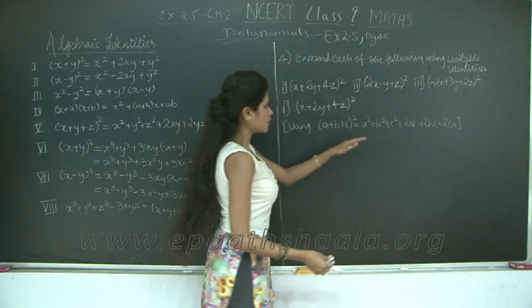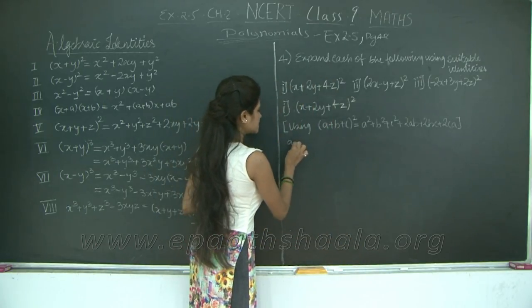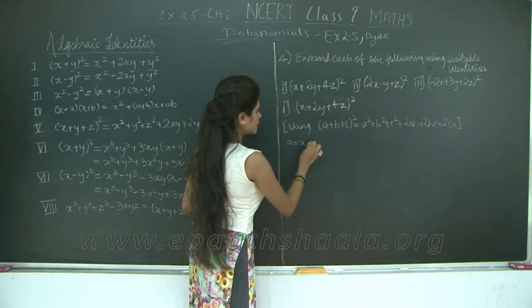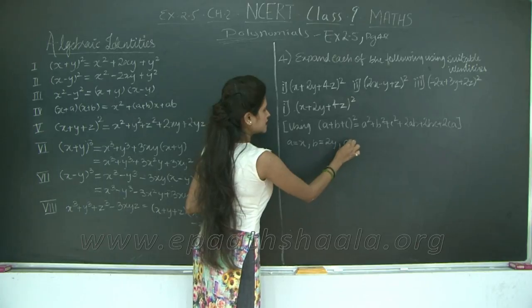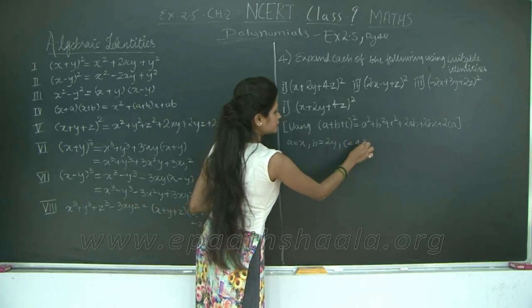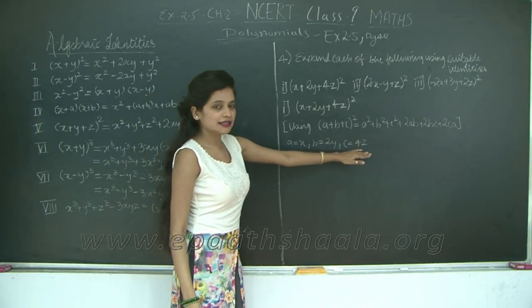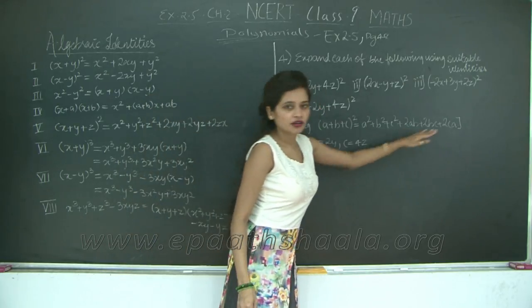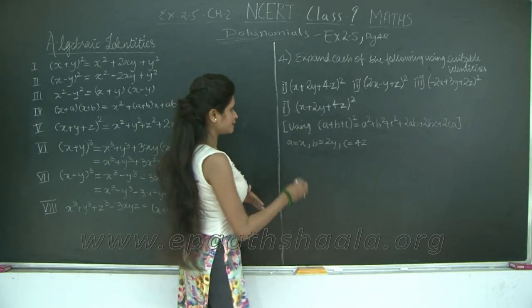right? What are the values of a, b and c over here? The value of my a is x, value of my b is 2y and value of my c is equal to 4z, right? Now I can simply substitute the values of a, b and c into this, and using this, we will find our solution.